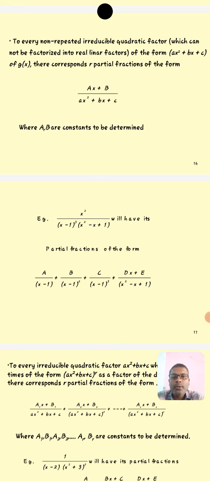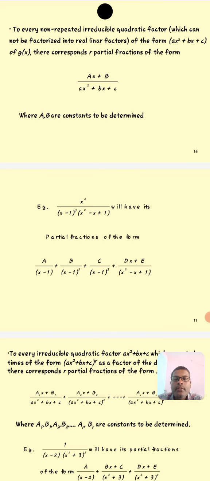Here the example you have to observe: x square divided by (x minus 1) whole cube into (x square minus x plus 1) will have its partial fraction of the form a divided by x minus 1 plus b divided by (x minus 1) whole square. You observe in the denominator (x minus 1) whole cube, that is called what? Repeated linear factor. One repeated linear factor is there, the other one is a quadratic factor. So how to write in the partial fraction format? A by x minus 1 plus b divided by (x minus 1) whole square plus c divided by (x minus 1) whole cube plus dx plus e divided by x square minus x plus 1.